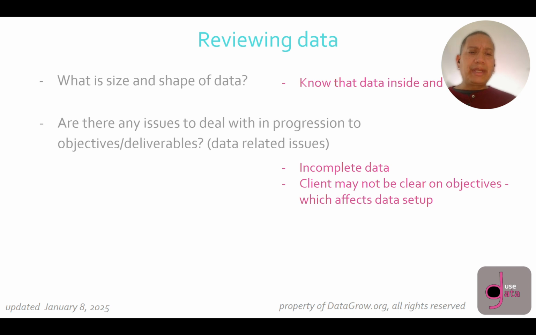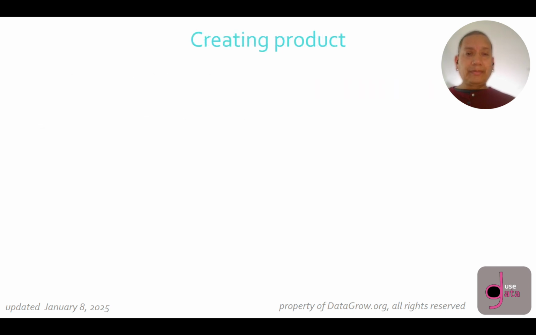Sometimes you may have incomplete data. And sometimes the client may not be clear on objectives. Say they have data and they want to say, look at it this way. And then it changes. So then you have to look at it a different way. But sometimes that affects how you set the data up. Happens. It's happened to me.